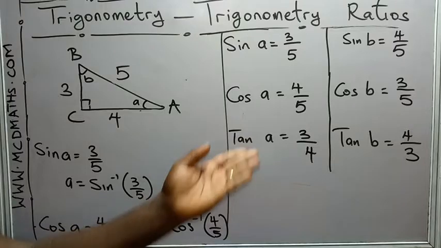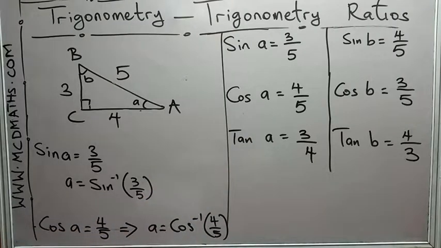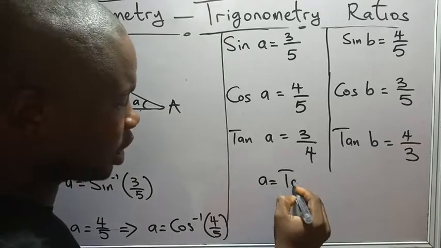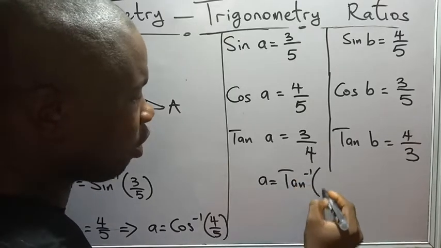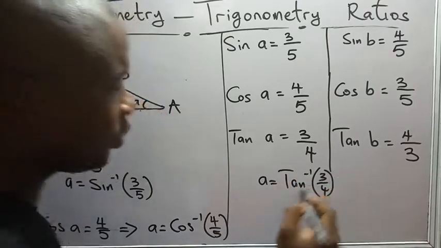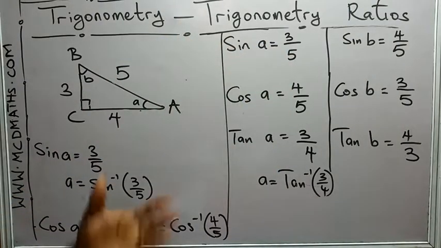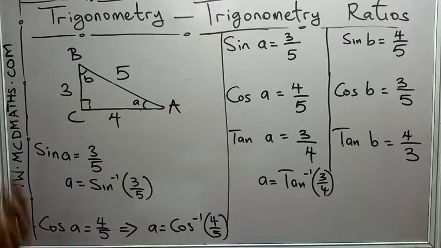If it is tan A, if you want to look for the value of A, you say A will give you tan inverse of 3 over 4. It's as simple as that. For sine B, cos B, and tan B, you repeat just the same thing and you will get your values.